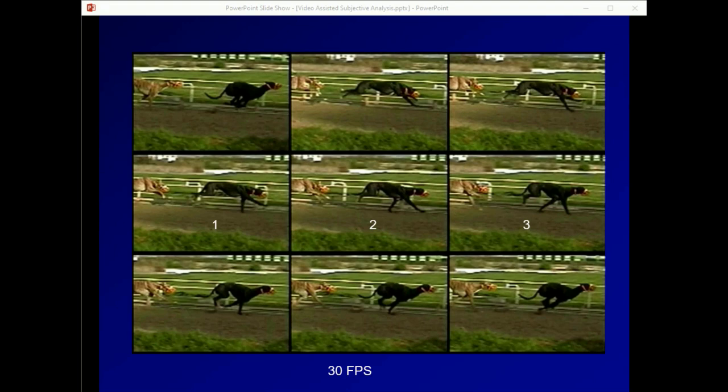If I was wanting to analyze this video and say I want to analyze the surface contact of the left front leg, I would really only be able to look at 3 of the frames that had anything to do with the left front leg being in contact with the surface.